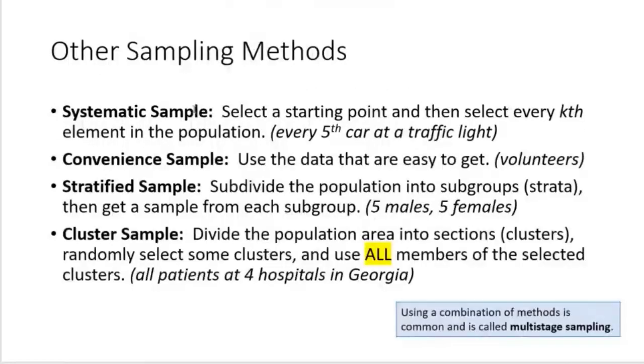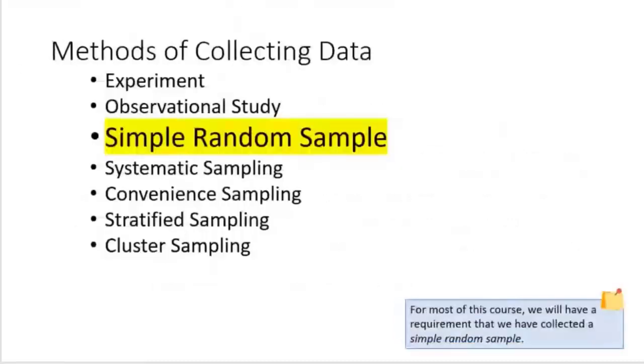Okay, now there are other sampling methods besides observation and experiments. One more time, back up to this slide. We've talked about experiments and observational studies. Most of what we will do will be from simple random samples. And if you think about it, within a class like this, we don't really have the opportunity or means to do experiments. And it's not practical for us to do a lot of observational studies.